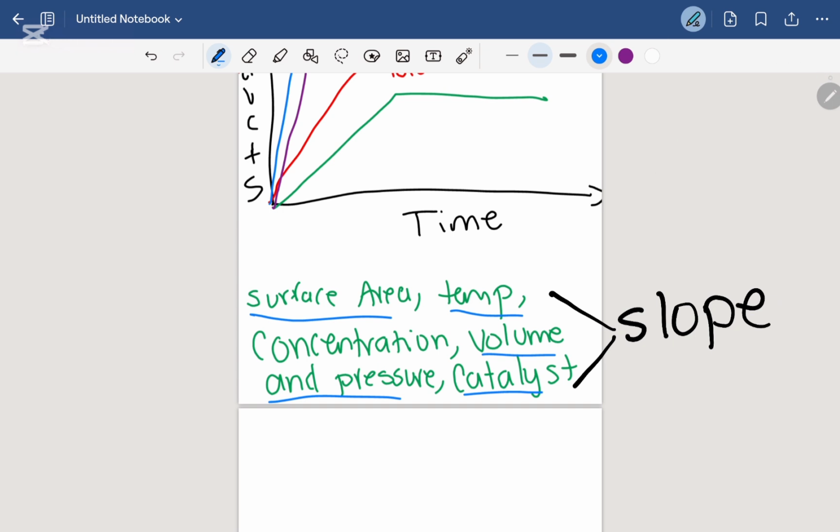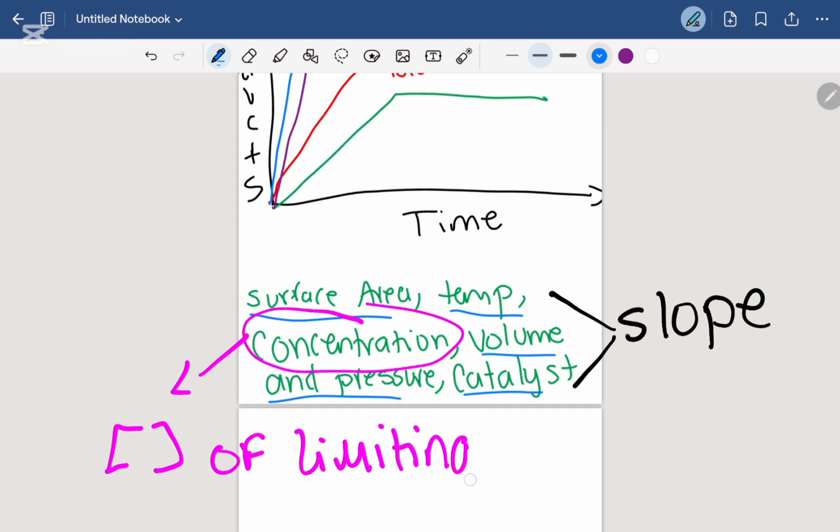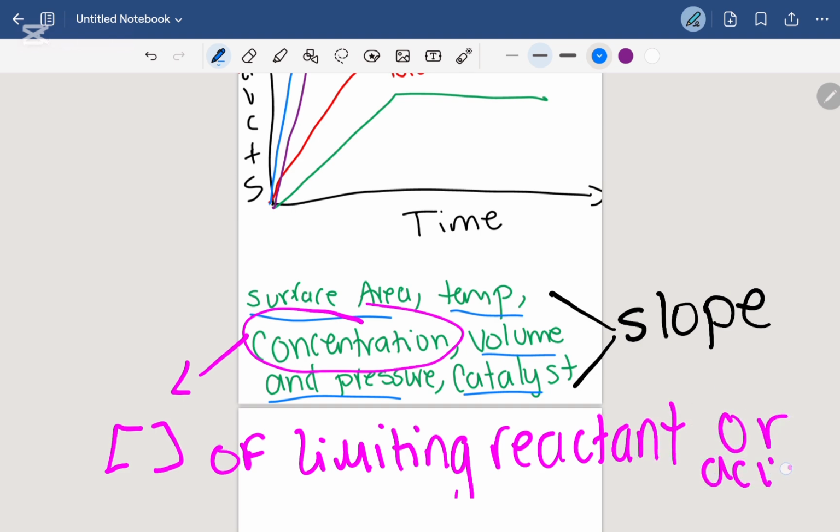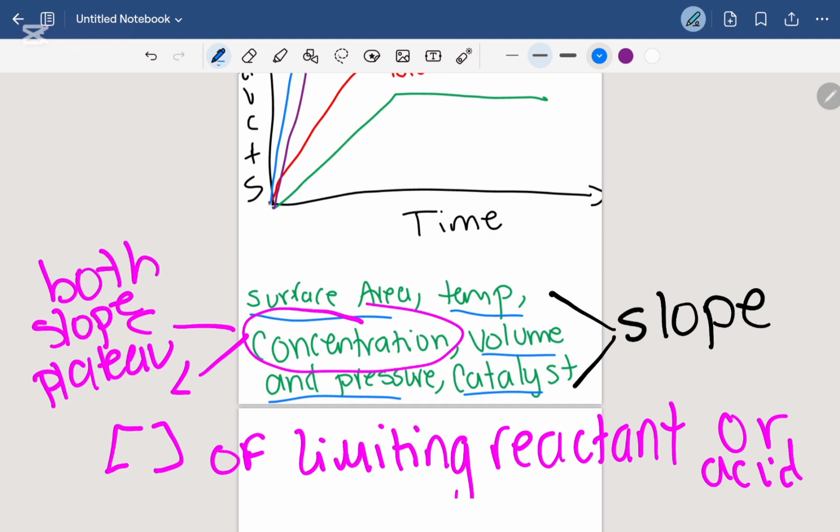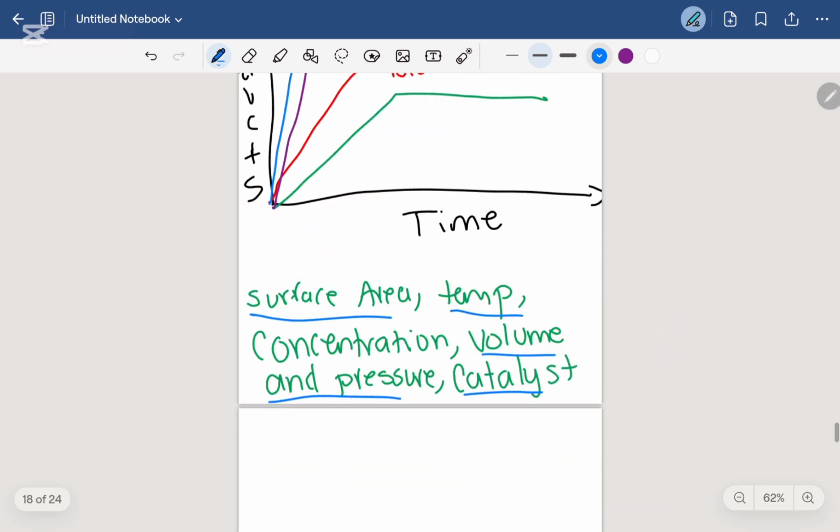Whereas the concentration, and more specifically the concentration of the limiting reactant or acid, will affect both slope and plateau. All right? So since we know that the surface area, temperature, volume, pressure, and catalysts only affect the slope, and the concentration of the limiting reagent or acid will affect both the slope and the plateau, we can proceed to decipher which one is which.